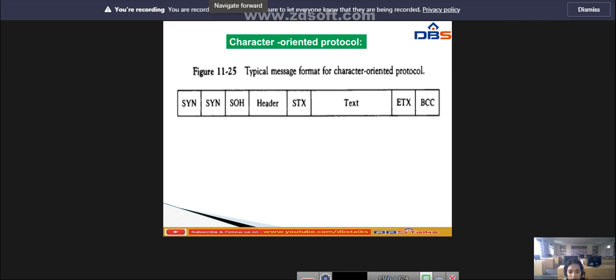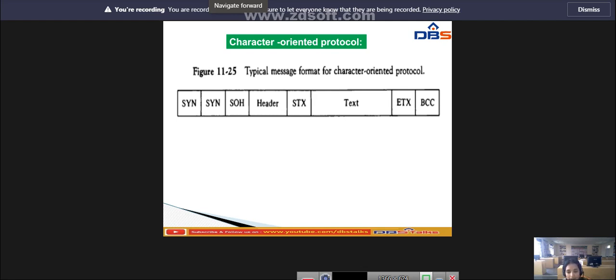So next coming to STX. STX means the start of text character. So what is the STX character? It terminates the header and signifies the beginning of the text transmission.